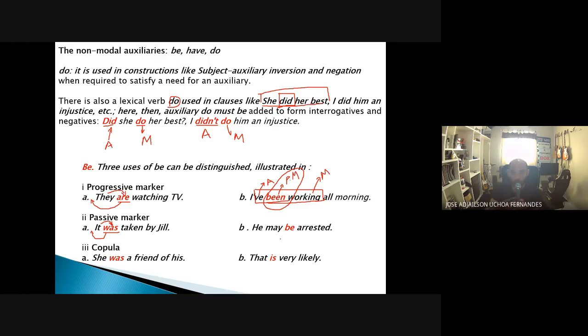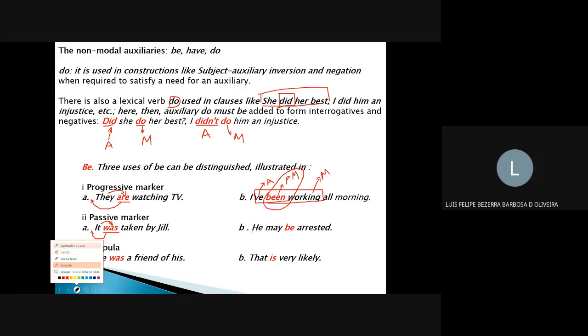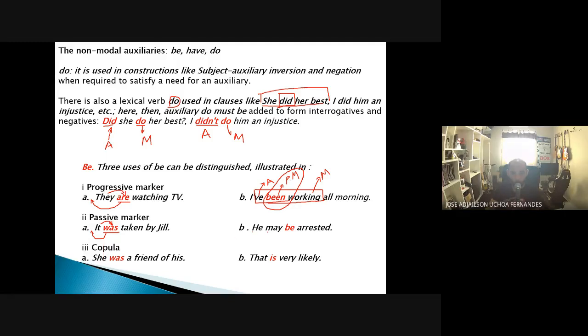Or he may be arrested. In this case, in the interrogative form, what is the version? What is the interrogative version for this? He may be arrested. May he? Yeah, may he. So you may say, okay, teacher, but may is the classical auxiliary verb because may is inverted with he to form the interrogative. And you are right, but be is playing the role of an auxiliary verb to the extent that it prepares the participle form of the verb to arrest.